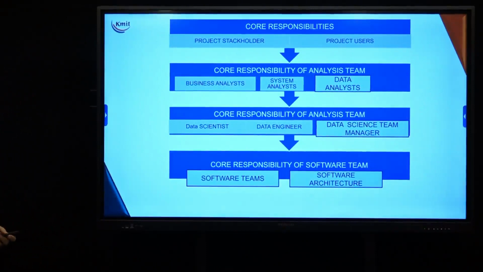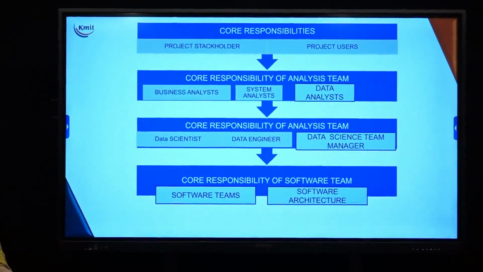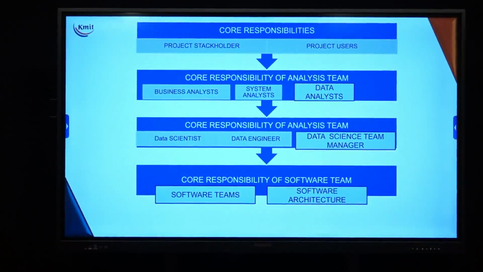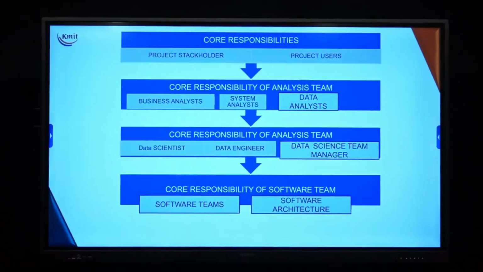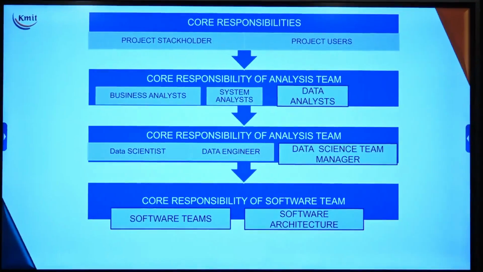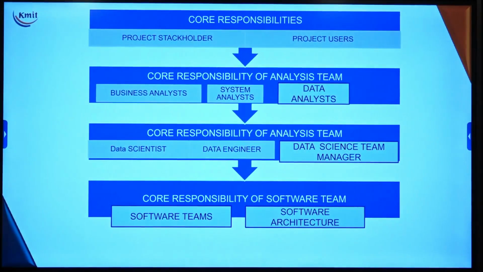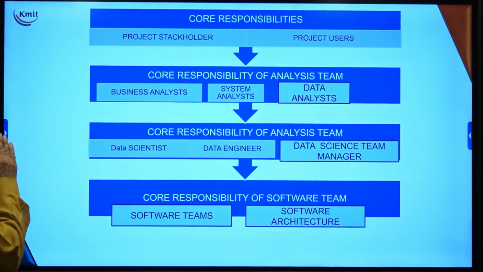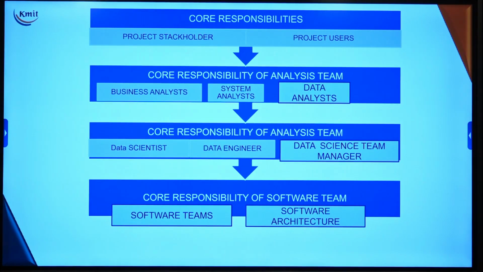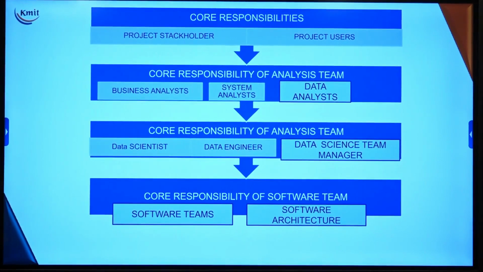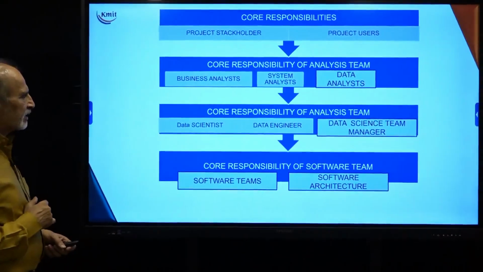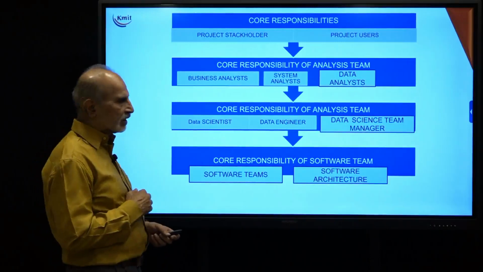Now, let us look at the core responsibility of each and every team member. So, core responsibilities are basically two: project stakeholder and project users. Core responsibility tells me which are the stakeholders for the project. Is it a company, a client, the vice president, president, even the employee? Then who are the people going to use the project? So that is called the core responsibility of my team.